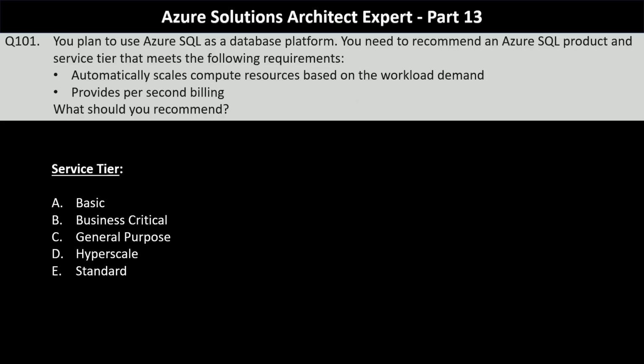Now, the next part of the question is talking about what should be the service tier of the database. Your options are basic, business critical, general purpose, hyperscale, or standard. And friends, the service tier should be general purpose, as serverless compute tier is part of general purpose service tier, and it also provides per second billing for compute usage when the database is active, saving costs during idle periods.